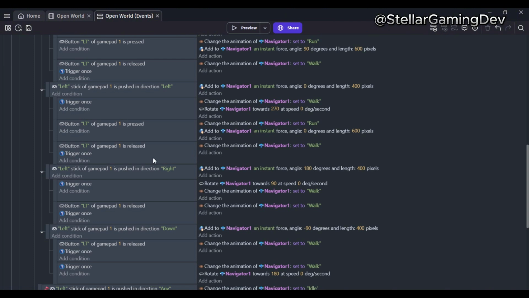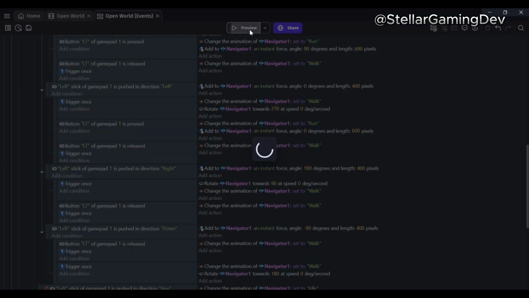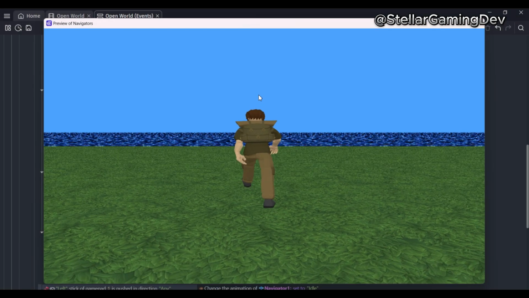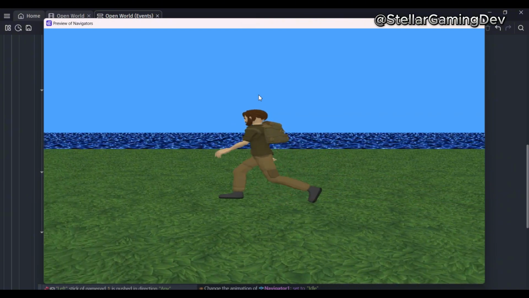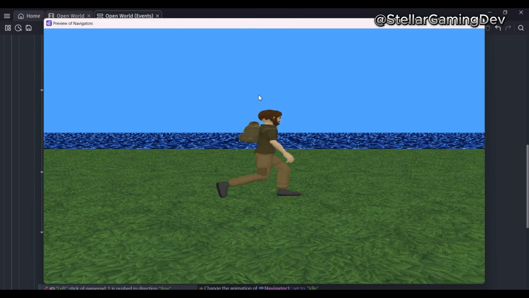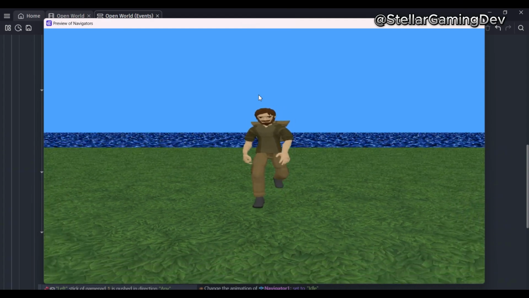In this section, I have the gamepad controls, with several force by angle and rotation actions. So far, they aren't causing any major issues during my test runs. The character can walk in all directions with no issues currently, and can even run on some inputs.